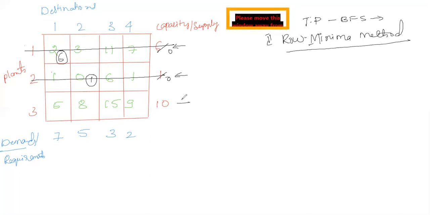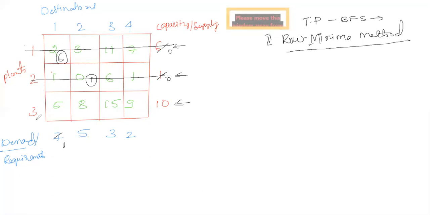Okay, next come to the third row. In this, what is the minimum value? 5. So what is the demand? Already 6 has been supplied, so after the 6, this becomes only 1. Whenever we supply this, we need to strike out and put only the remaining. Already we have supplied the 6 from the first plant.